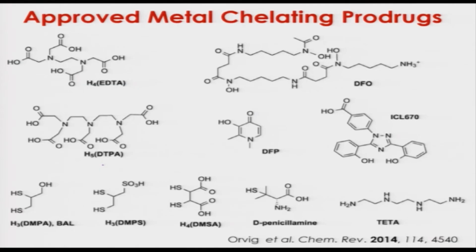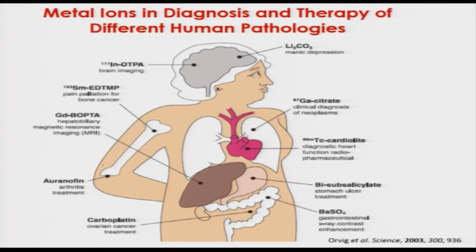The metal ions in diagnosis and therapy of different human pathologies are shown here. As one can see, indium is utilized for brain imaging. Samarium-153 is also used for bone cancer. Gadolinium is used for magnetic resonance imaging. Auranofin, a gold complex, is utilized for arthritis treatment.